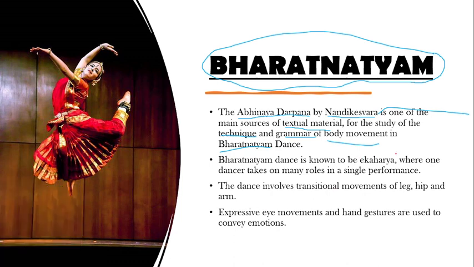Bharatanatyam dance is known to be Ekaharya. What is Ekaharya? Ekaharya is where one dancer takes on many roles in a single performance. So, a dancer in one performance takes on many roles. The dance involves the transitional movements of three parts of the body, that is leg, hip and arm. Expressive eye movements and hand gestures are used to convey the emotions.